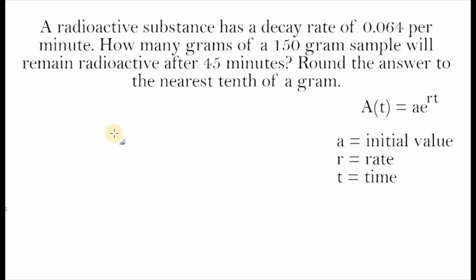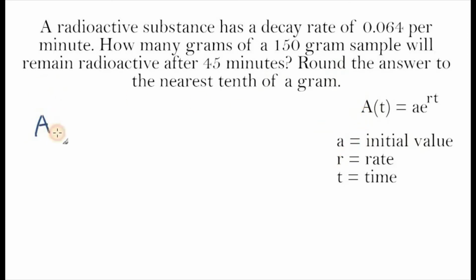Now to solve the continuous decay rate of a function, it's very similar, so we have to change one thing. It says a radioactive substance has a decay rate of 0.064 per minute. How many grams of a 150 gram sample will remain radioactive after 45 minutes? Round the answer to the nearest tenth of a gram. So we'll use the same formula and plug in the same things.